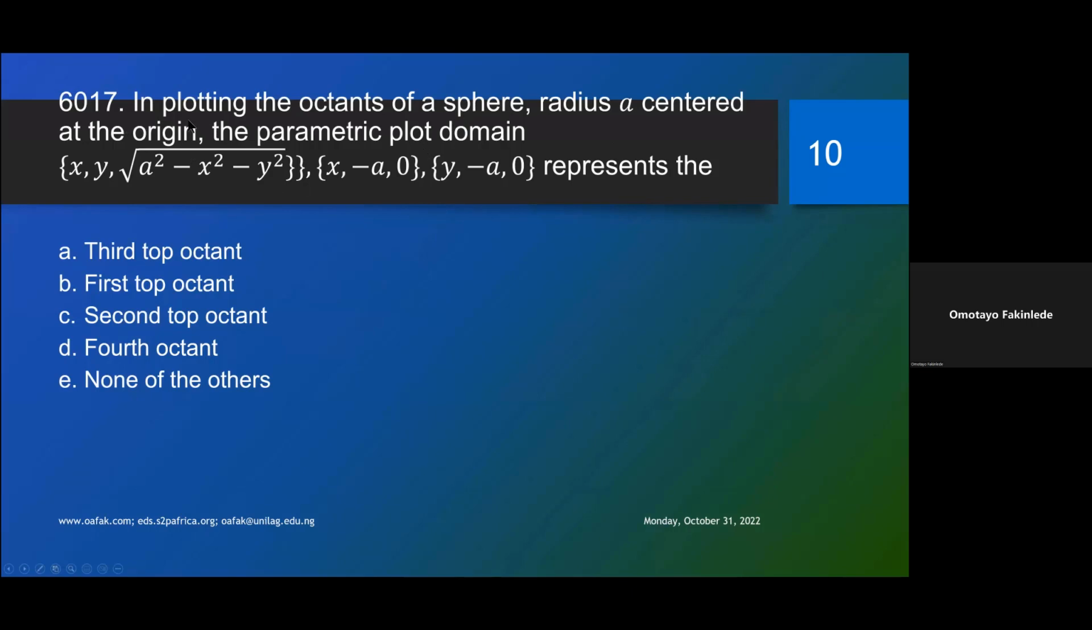The next one, please comment on the chat room if you're having difficulty with any of these things. In plotting the octants of a sphere, radius a, centered at the origin, a parametric plot domain, x, y, the square root of a squared minus x squared minus y squared, x going from minus a to 0, and y going from minus a to 0, represents the third top octant. Is the third octant. Please notice that you're going to find this in your tests and exams and self-tests. I'm using the mathematical way of specifying the domain.